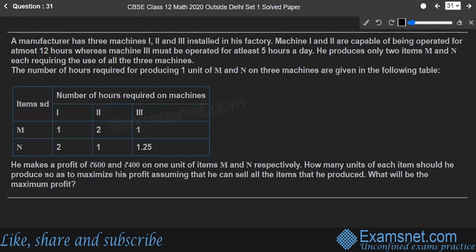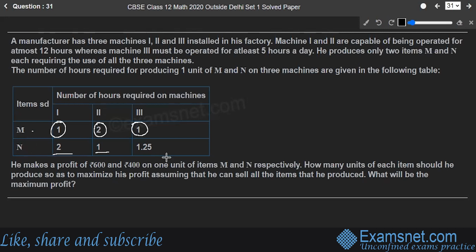Question number 31. A manufacturer has 3 machines, 1, 2, 3, installed in his factory. Machine 1 and 2 are capable of being operated for about 12 hours, whereas 3 must be operated for at least 5 hours a day. He produces only 2 items, M and N, each requiring the use of all 3 machines. The number of hours required for producing 1 unit of M and N on 3 machines are given in the following table. So M machine 1, it needs to be worked for 1 hour, 2 needs to be worked for 2 hours, and 3 needs to work for 1 hour at least.